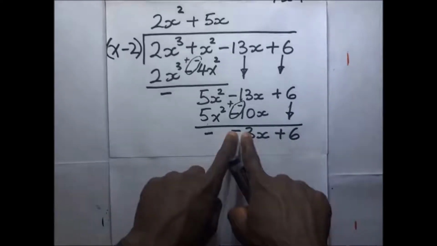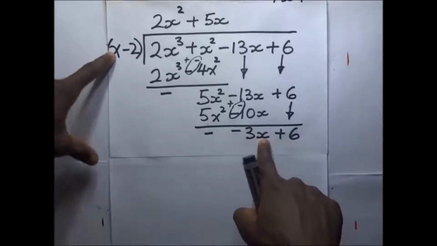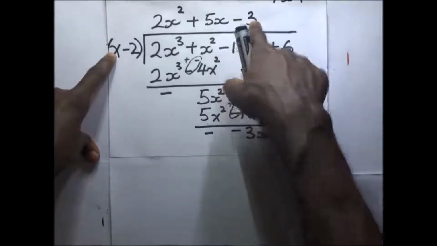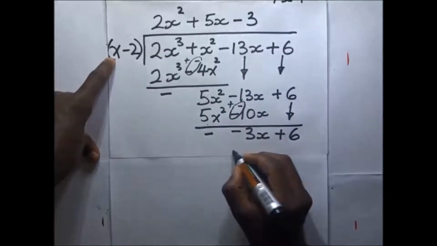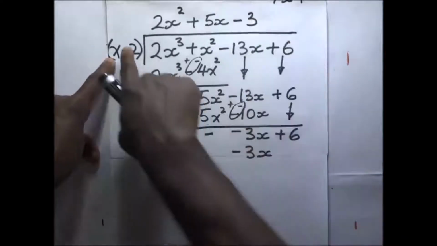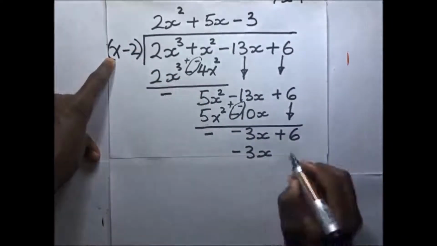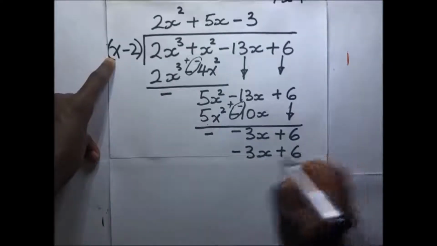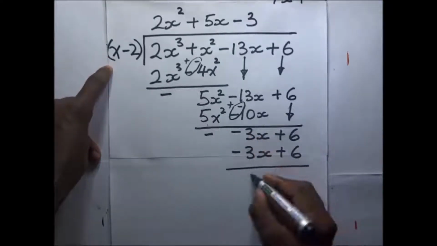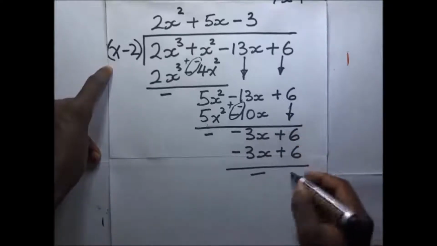So we continue. Negative 3x, divide that by x, you remain with negative 3. So negative 3 times x will remain with negative 3x. Then negative 3 times negative 2, you will remain with positive 6. And when we subtract, this minus that will remain with nothing. 6 minus 6 remain with 0.